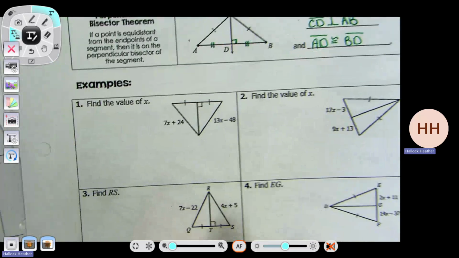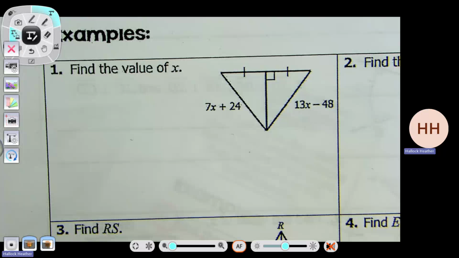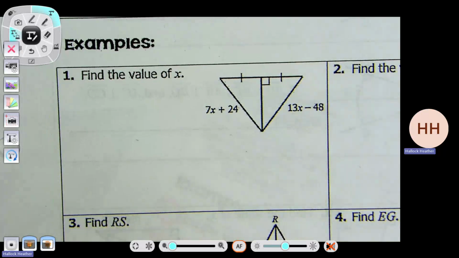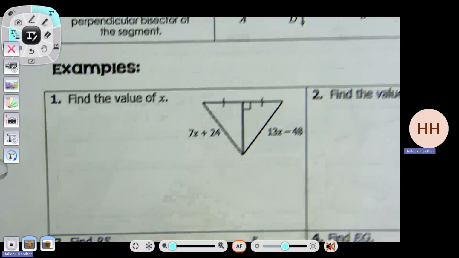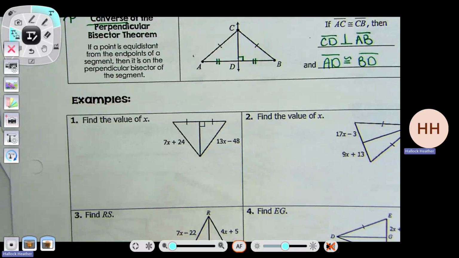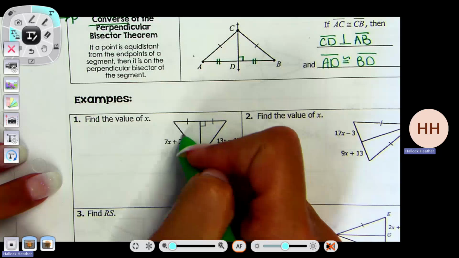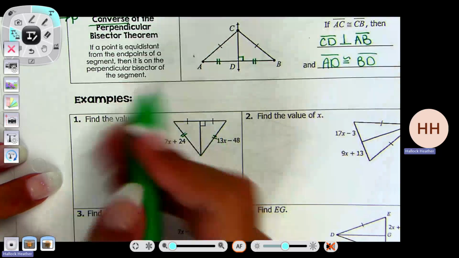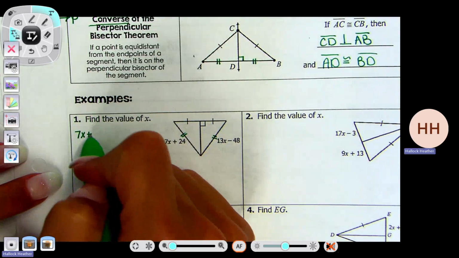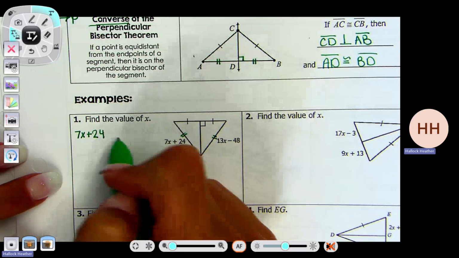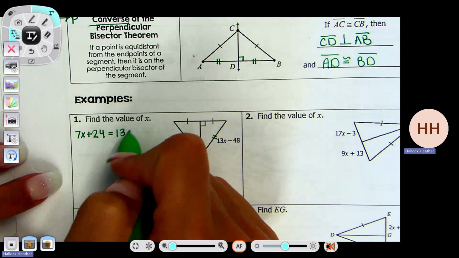Okay, so let's go down. We're not doing all of these. For numero uno, you need to find the value of x. What do you think we're going to do? No, we're not going to equal them to 90. Equal them to each other. So we're going to equal them to each other. We're going to solve for x.